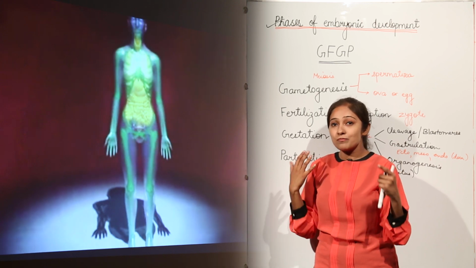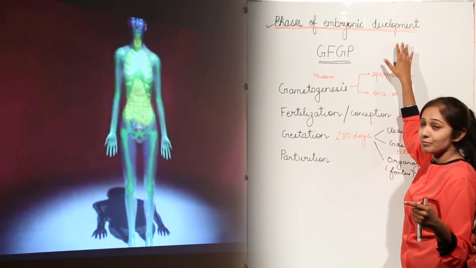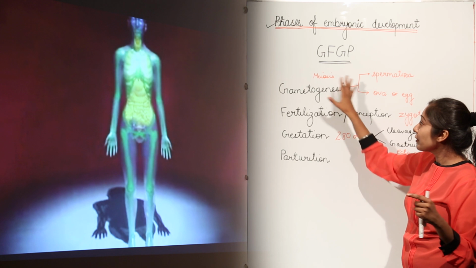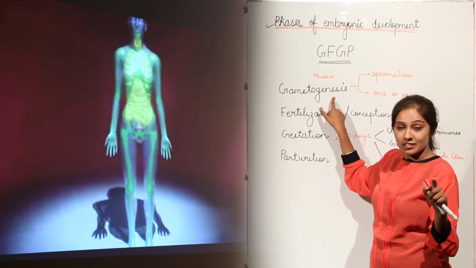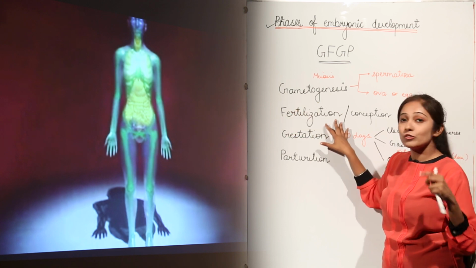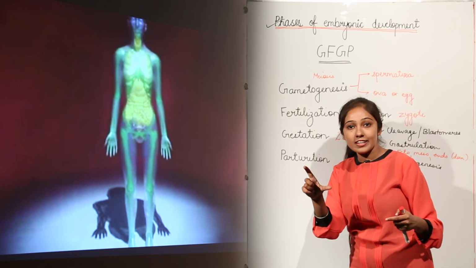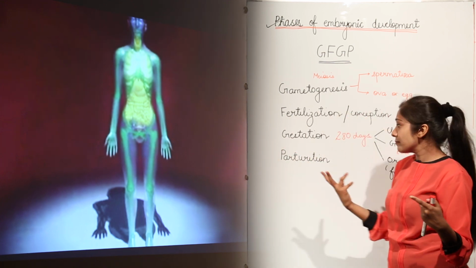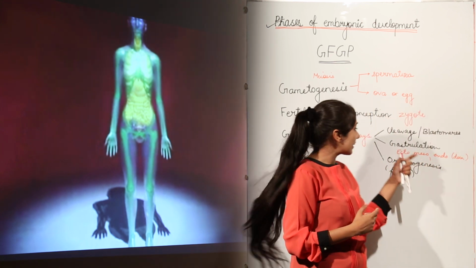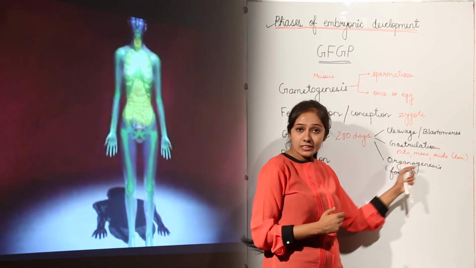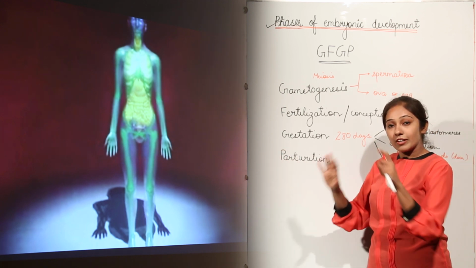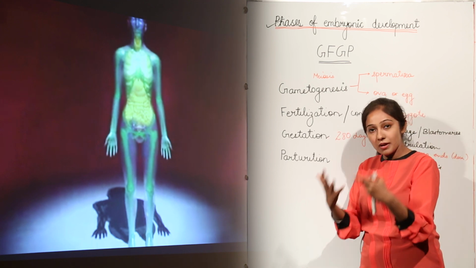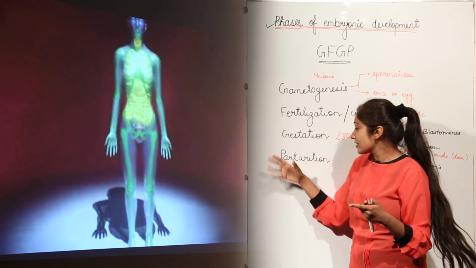So this is how important it is to study these phases of embryonic development: gametogenesis, fertilization, gestation and parturition. Remember that during gametogenesis we talked about gametes, sperms and eggs, and then fertilization is the fusion for the formation of one single cell, that is the zygote, and then gestation, which is for 280 days. It is the development of a complete embryo, in which you have the subphases: cleavage, blastomeres, gastrulation and organogenesis. And then we have parturition, meaning when the embryo is fully developed, it is going to come out and leave the mother's womb. So that is the parturition period.